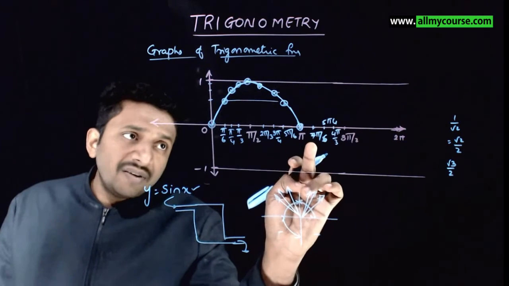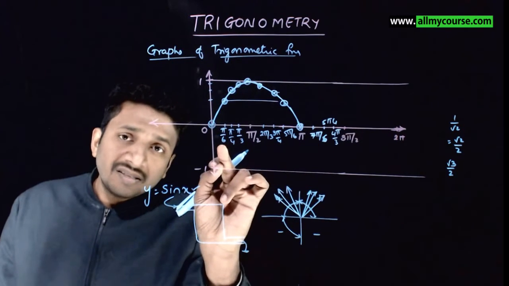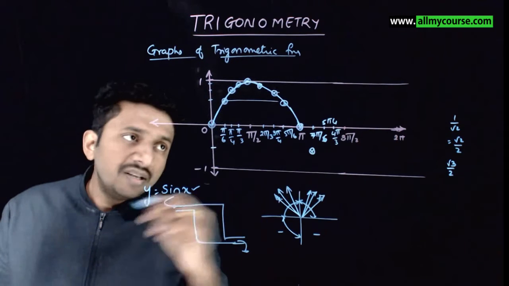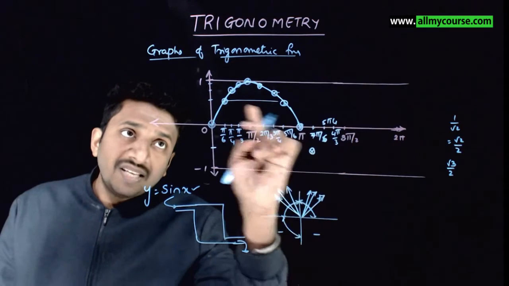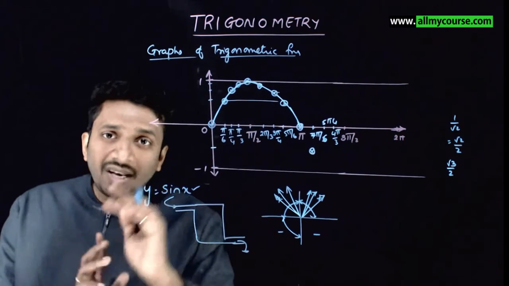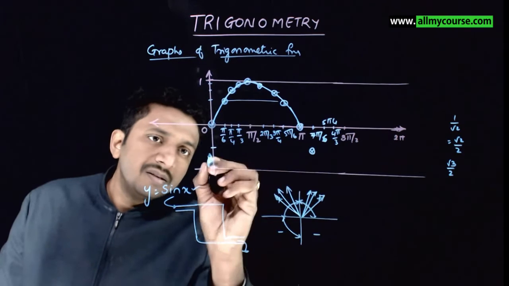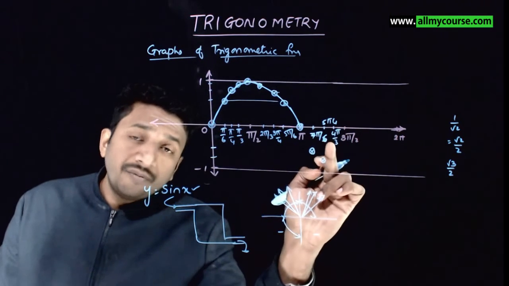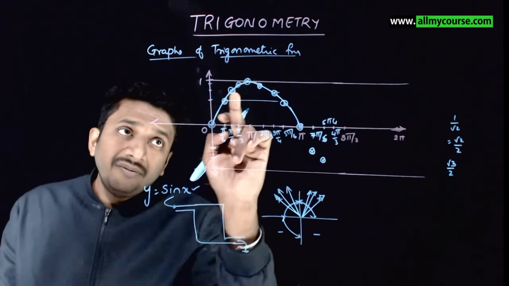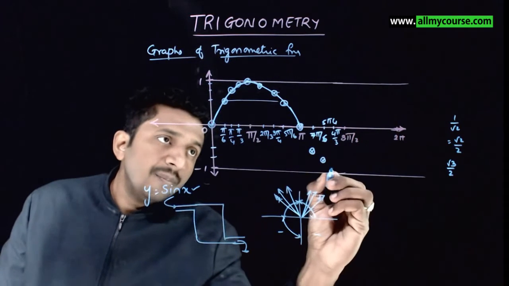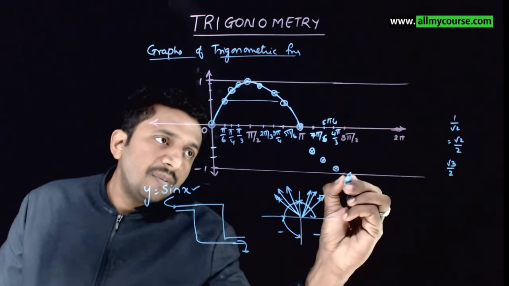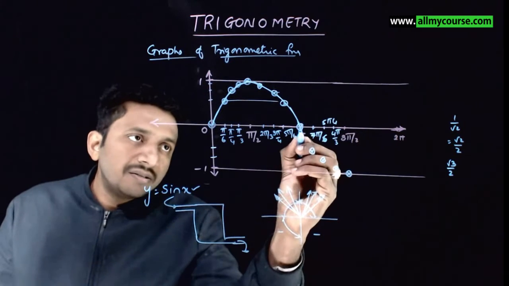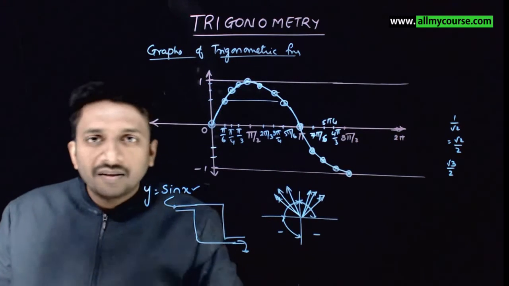So sine 7 pi by 6 will be same as sine pi by 6, so you have minus half here. And sine 5 pi by 4 is same as sine pi by 4 but with a negative sign, minus 1 by root 2, so minus 0.7. And sine of 4 pi by 3 is same as sine of 60 degrees but with a negative sign, minus 0.85, and sine 3 pi by 2 is minus 1. So these are the points in the third quadrant. So the curve goes like this.